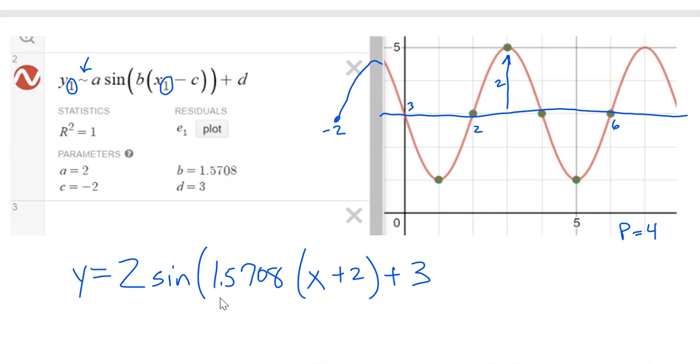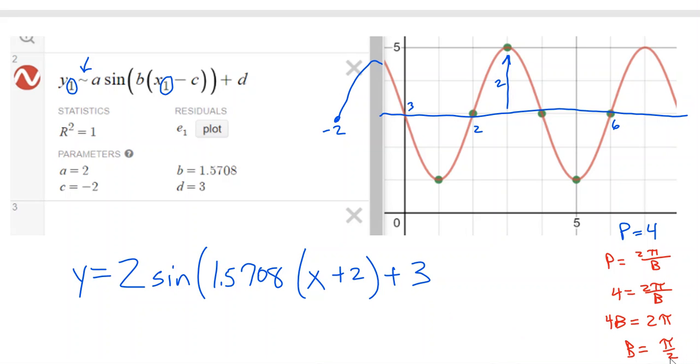Now, how did I get from 1.5708 to a period of 4? Well, it goes something like this. Let's change colors there. We know that period equals 2 pi over b. Our period is 4. I'm going to multiply both sides by b. And then I'm going to divide by 4. And so b is actually pi over 2.